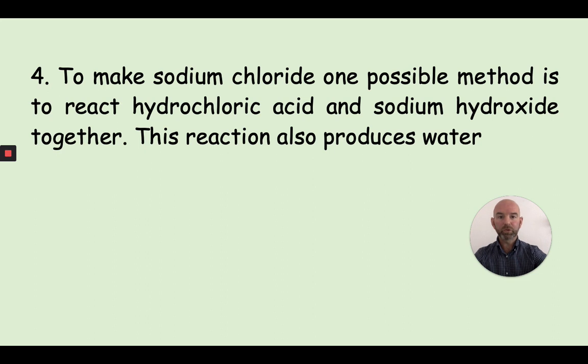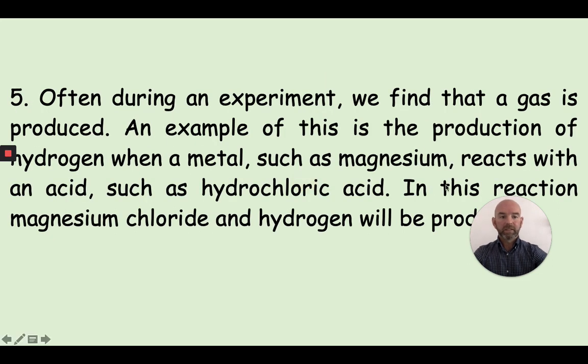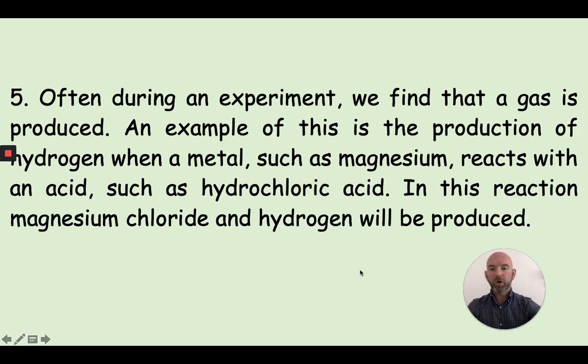Okay, couple more to go. Keep going. So, often during an experiment, we find that a gas is produced. An example of this is the production of hydrogen when a metal such as magnesium reacts with an acid such as hydrochloric acid. In this reaction, magnesium chloride and hydrogen will be produced. So identify your reactants, identify your products, and do your word equation. Pause now.